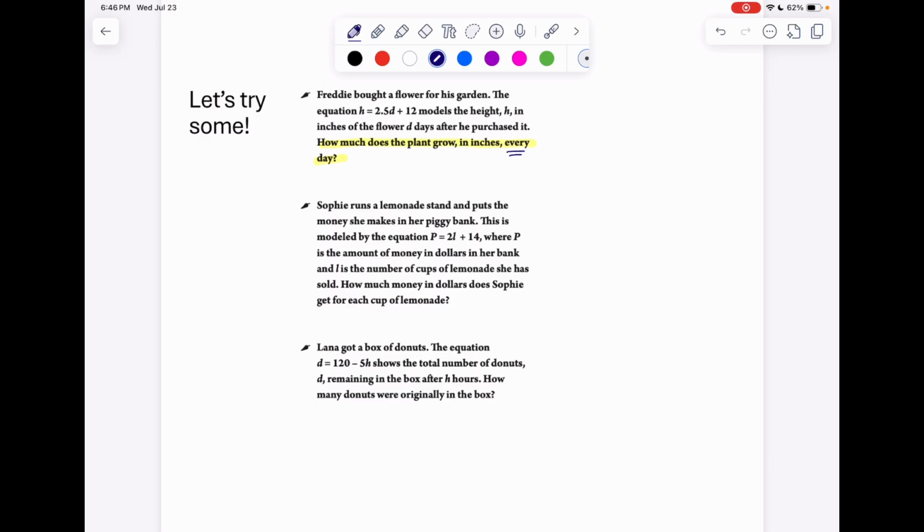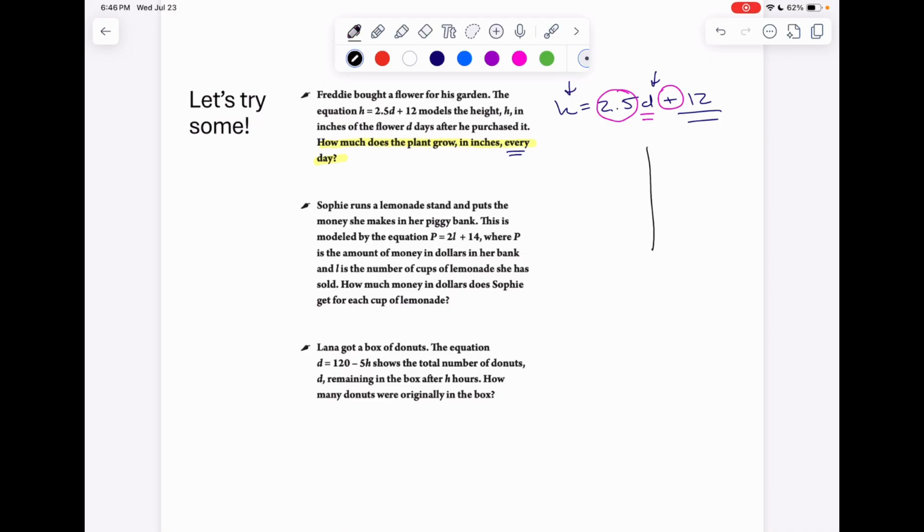So when we look at this equation, remember we have h equals 2.5d plus 12. 12 is our starting point. That's our height when the number of days is 0. So that's our starting height. How much are we adding on to the height for each increase in the day? We're adding on 2.5. So every time our d increases by 1, our h increases by 2.5.